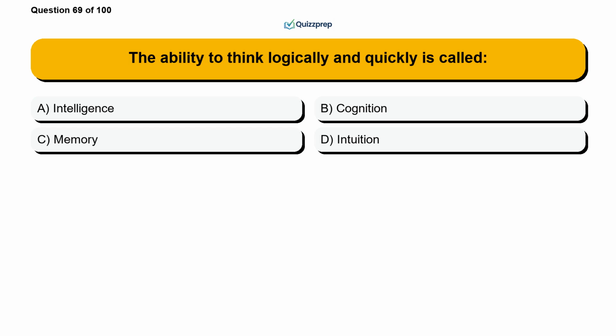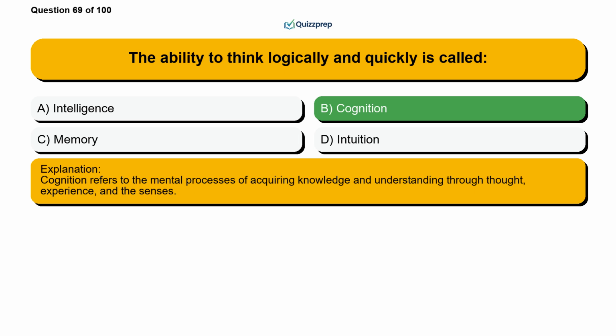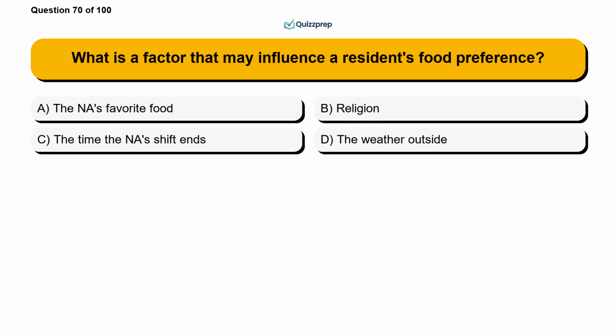Question 69. The ability to think logically and quickly is called: Option A, intelligence. Option B, cognition. Option C, memory. Option D, intuition. The correct answer is option B. Cognition. Cognition refers to the mental processes of acquiring knowledge and understanding through thought, experience, and the senses. Question 70. What is a factor that may influence a resident's food preference?